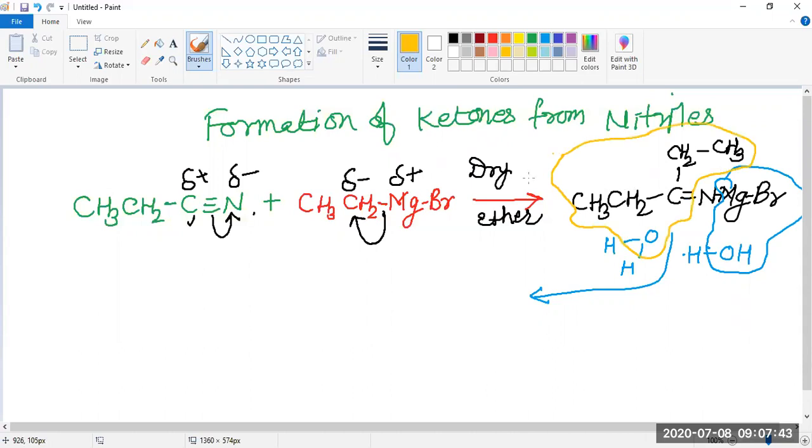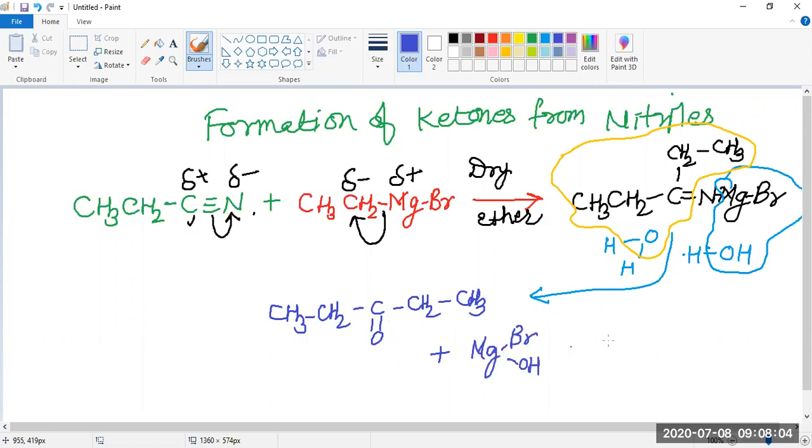So the final chemical reaction I will write in this manner: CH3 CH2 C double bond O CH2 CH3 plus Mg Br OH plus NH3. See, this is N with 1, 2, and 3 hydrogens, so NH3. So I think the reaction is clear to all of you. The reaction is complete.